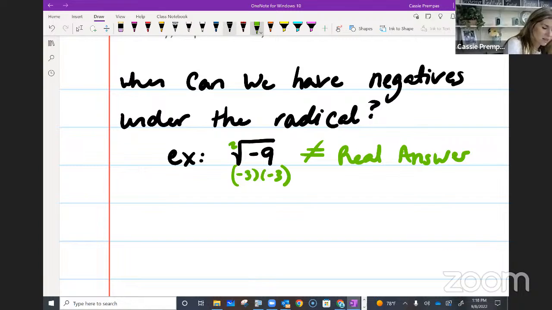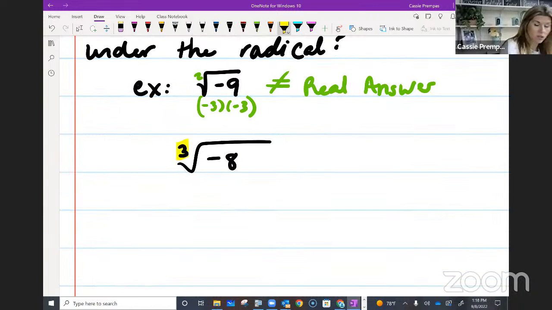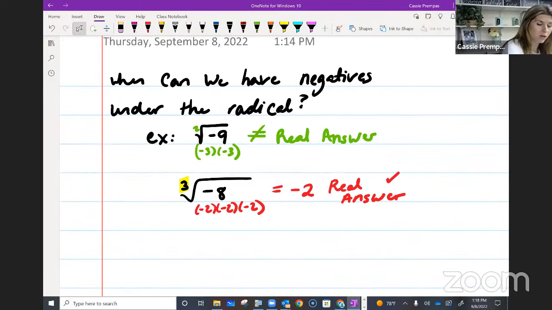What about if we had something like the cubed root of -8? Well, in this case, it's a cubed root, so I'm looking for a number times itself times itself. And if I consider -8 as -2 times -2 times -2, a negative times a negative times a negative does maintain a negative. And so my answer is actually -2, and that is a real answer. In fact, on your quiz, you would classify that as an integer, a rational number, and real. So real answer, check.